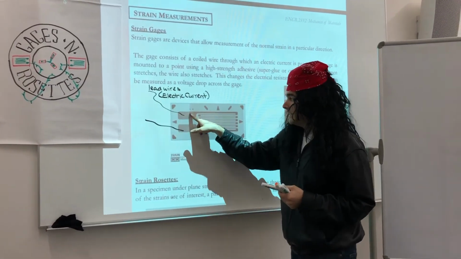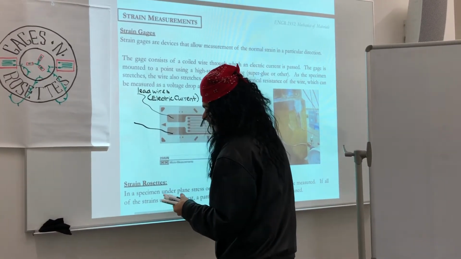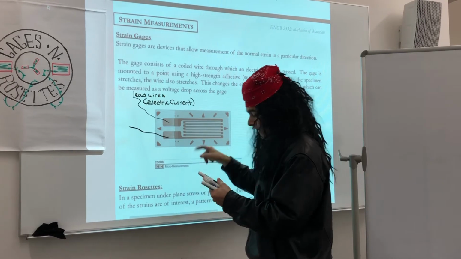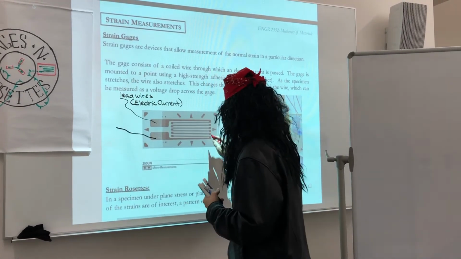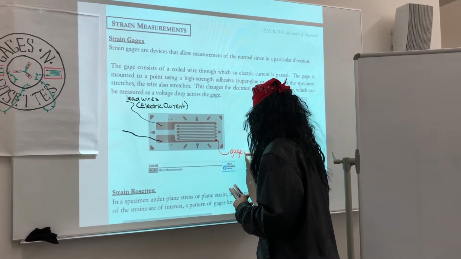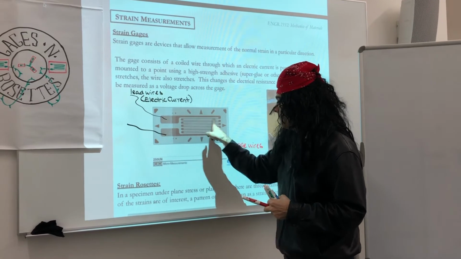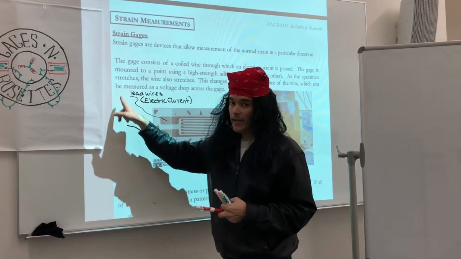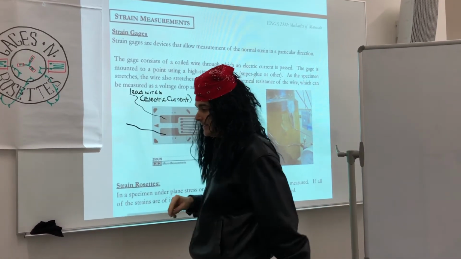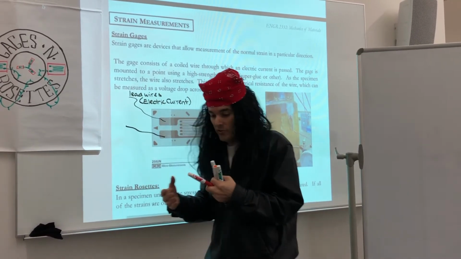Current's going to come in one side. It's going to go through this sort of coiled wire. So I'll call these the gauge wires. You're going to run through this wire and then it exits back and goes back to your excitation device. All right, what does this allow us to do? How do we measure strain?